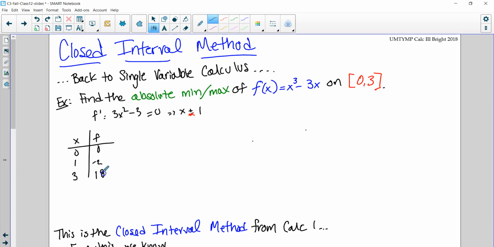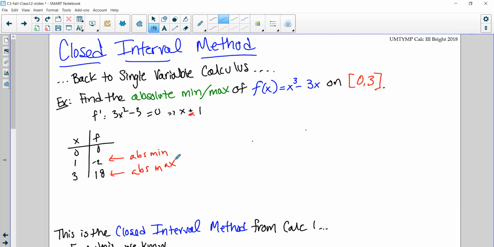And then what we said was that, okay, well, the most negative is going to be where we have an absolute min, and then the largest of these is going to be where we have an absolute max. And this idea is the closed interval method.